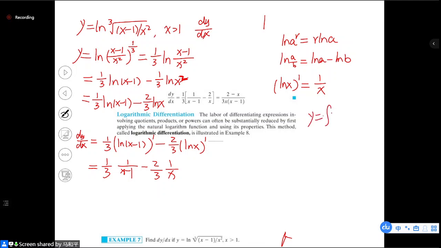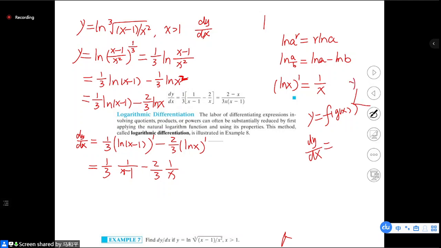If y is f(g(x)), we want to find dy over dx. First, we should decompose this function: y is f(u), where u is g(x). So dy over dx is the derivative of the outer function evaluated at the inner function, times the derivative of the inner function, g'(x).